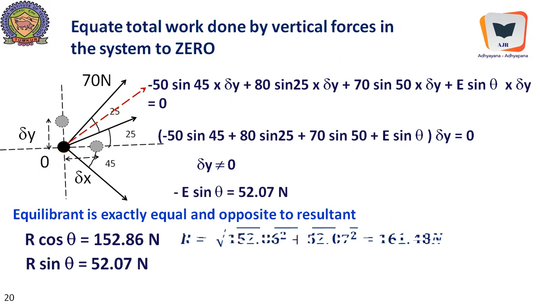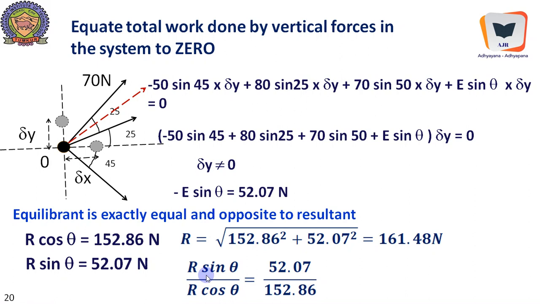So R equal to square root of 152.86 square plus 52.07 square, and cos square theta plus sine square theta will become 1, and then we will get 161.48 Newton. And r sine theta, when we divide one by the other, r sine theta by r cos theta equal to this particular value, that will lead us to tan theta equal to something. Therefore, theta equal to tan inverse of 52.07 divided by 152.86, it's equal to 18.81 degree.